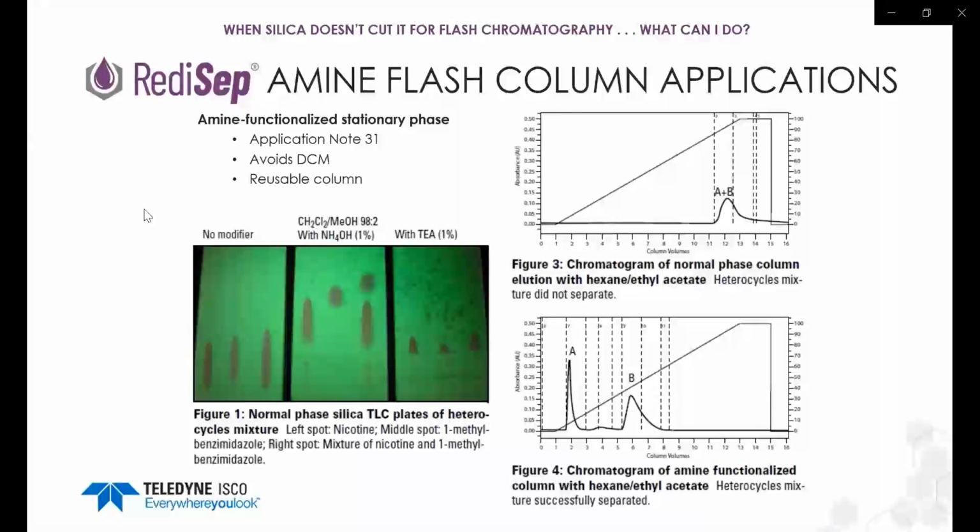However, if we use our amine functionalized column with that same solvent system, now we see very clear resolution between A and B, and we can go ahead and increase our loading, and we get really good purification with our amine column. Our amine column is obviously reusable as well, so this is an advantage for us. And this avoided the use of dichloromethane in the separation as well.